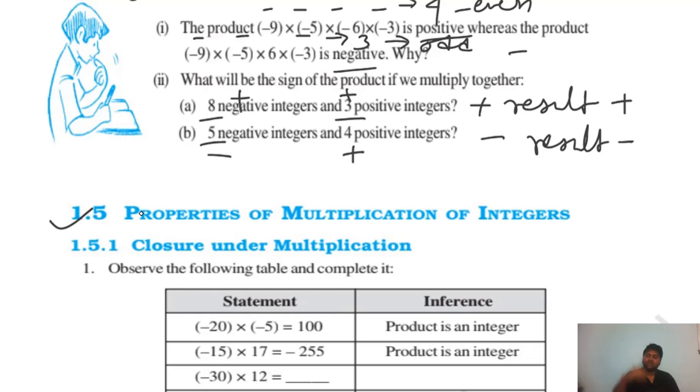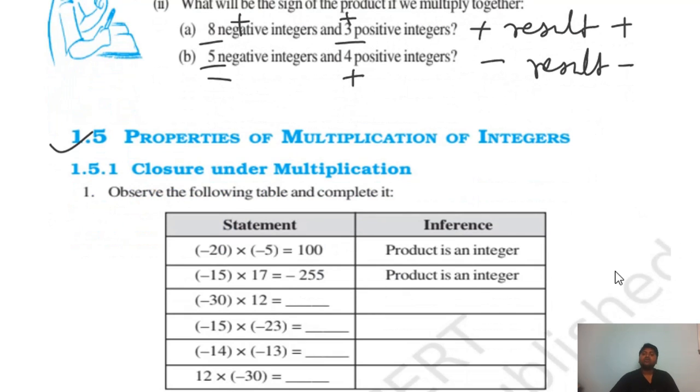In the previous 2-3 classes, we discussed the properties of addition and subtraction of integers. Here we discuss the properties of multiplication of integers. First, the closure property under multiplication. Suppose we take 2 integers and multiply them. Is the result always an integer or not?